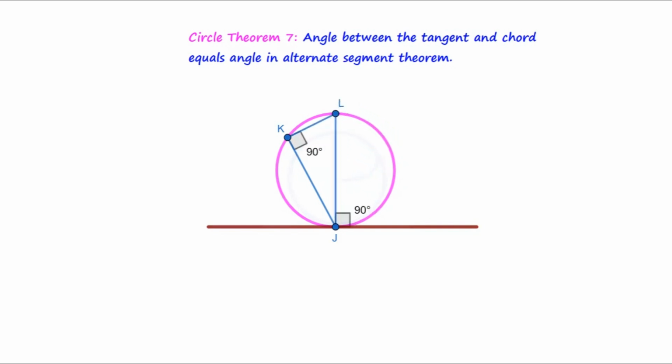If we make the angle between the tangent and the chord 90 degrees, we see that the angle in the alternate segment is 90 degrees. Which is nothing but the angle in a semicircle is 90 degrees.